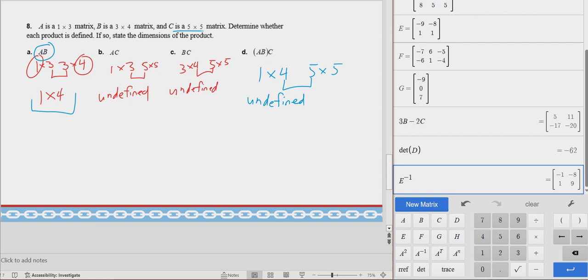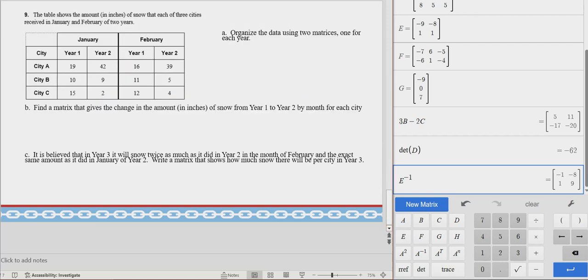If you are multiplying A times B, matrix B has to have the same number of rows as matrix A has columns. To me, it's easier just to remember I write down the dimensions of the two and I check if the inner two dimensions match. And if they do, the outer dimensions are my product dimensions.